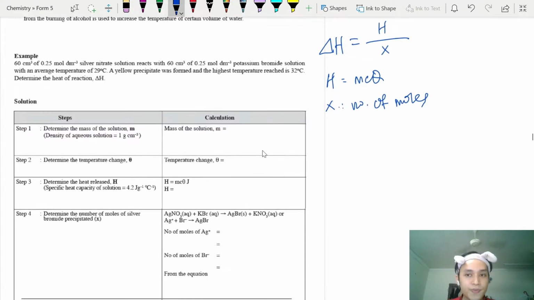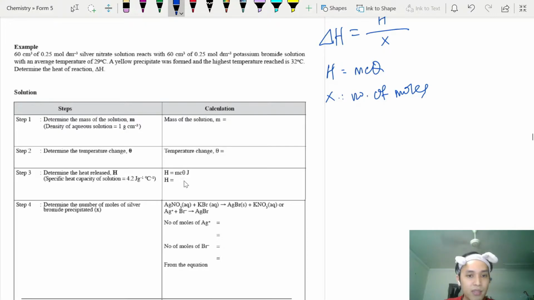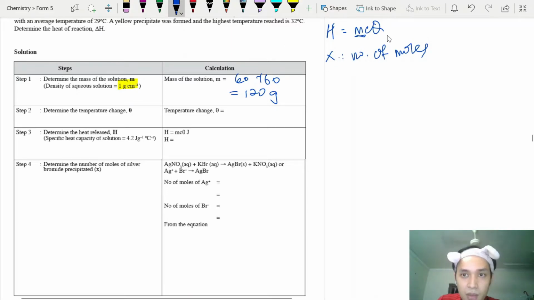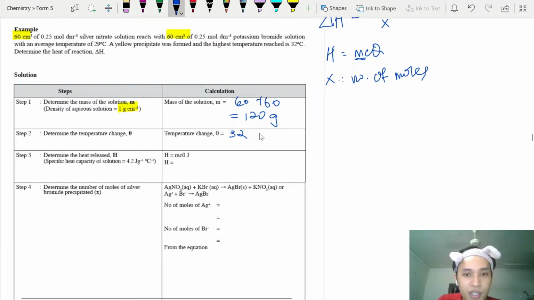So first thing, to use mc theta, I need to know the mass, right? They will give you this one: 1 gram equals 1 cm cube, meaning that every cm cube is equal to 1 gram. So to calculate the mass, very simple, just look at the volume. You add up the volumes to calculate the mass. So this is 120 grams. Then temperature change, because for theta I need the temperature change. So the average temperature, 32. If you see here, 32, 29, so you minus off and you get 3 degrees Celsius.